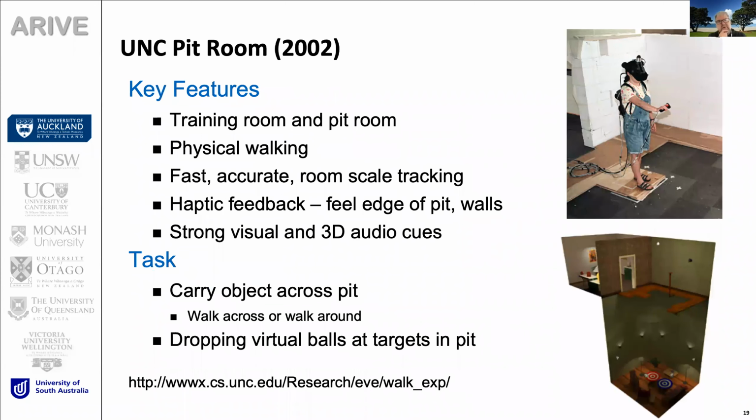So the last experiment I want to talk about is not one that I did, but one that was happening at the same time. It was done by the University of North Carolina, which is a really nice example of how you can combine different measures together in a study. In this case, they were looking at presence, and this is a famous experiment called the pit room. They basically built a virtual room that simulated a drop into a pit, and you see that on the bottom right-hand side there.